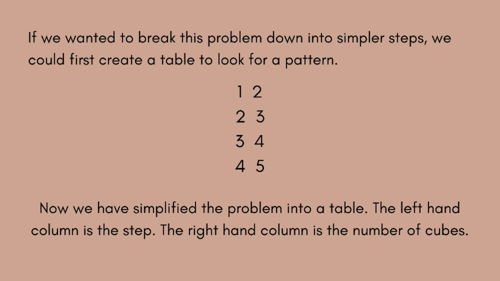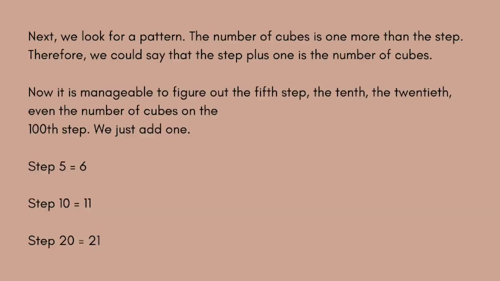Now we have simplified the problem into a table. Next, we'll look for a pattern. The number of cubes is 1 more than the step. Therefore, we could say that the step plus 1 is the number of cubes. Now it is manageable to figure out the 5th step, the 10th, and the 20th, even the number of cubes on the 100th step. We just add 1, so step 5 has 6 cubes, step 10 has 11 cubes, and step 20 has 21 cubes.